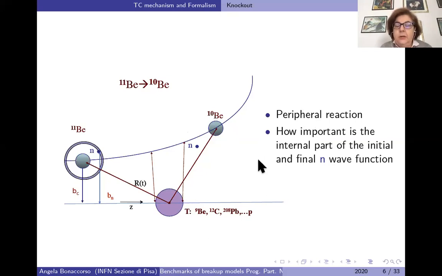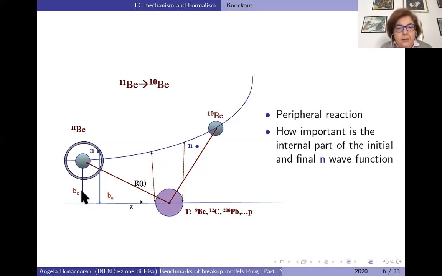And of course, we have still to understand how important are the internal part of the wave function, both the bound state and finally the scattering state of the neutron with respect to the target. But it's important to remember that on this small piece of the trajectory in which the potential will be active, and so the breakup will really happen, any kind of trajectory can be approximated with a straight line. And this is what allows us to think in terms of semi-classical models.